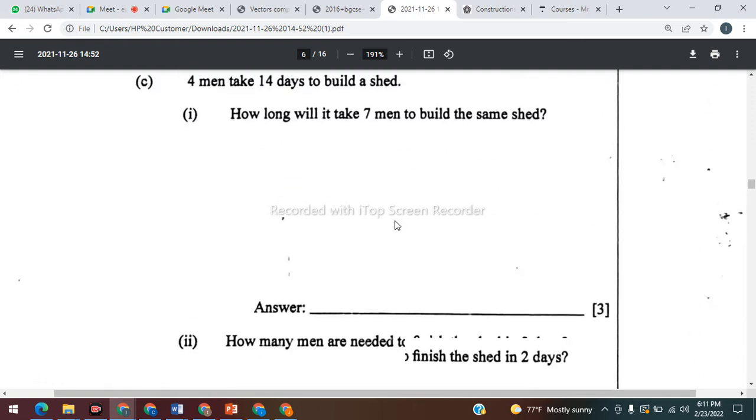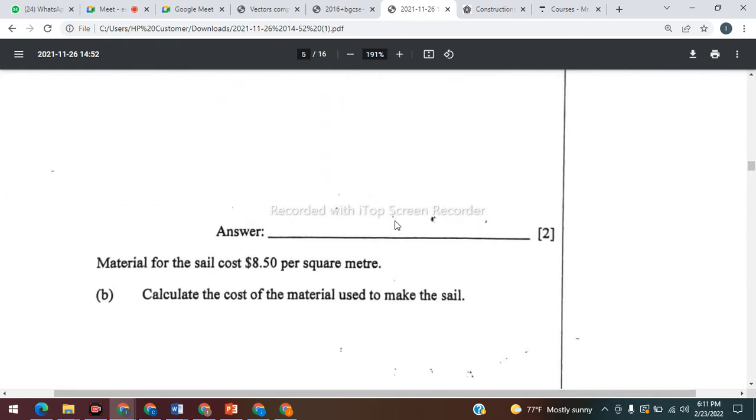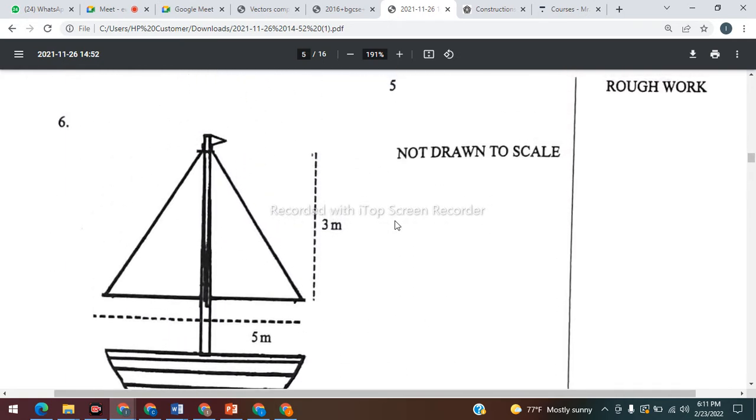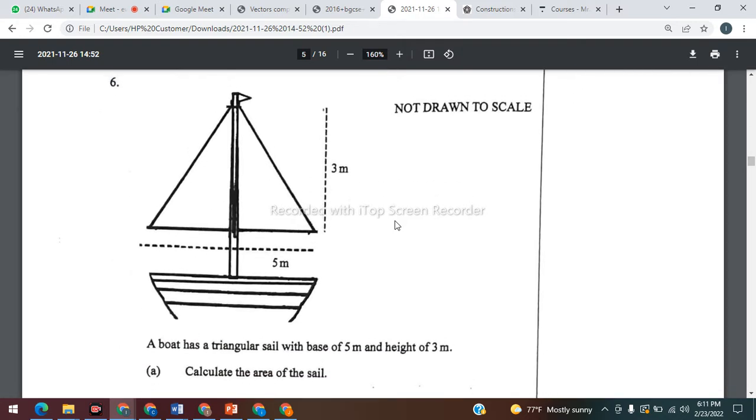So we're going to begin with familiar, and then we're going to go from familiar to unfamiliar. So let's consider this particular question number 6. Please, as I have the questions on the screen, make sure you write the question down and also write the solution.